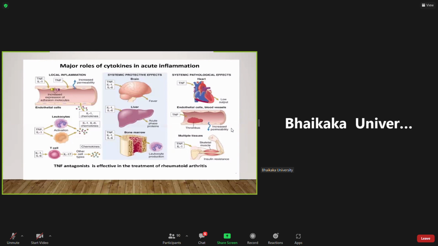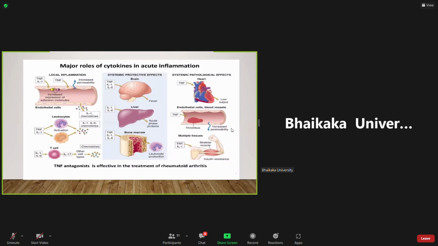On the other hand, all these will have systemic effects which are protective in a way. Fever is a protective response. So IL-1, 6 and TNF, they will raise your temperature set point in your hypothalamus. The areas I will not go into detail. You've already studied in physiology. I hope you have studied. So yeah, you will have fever.